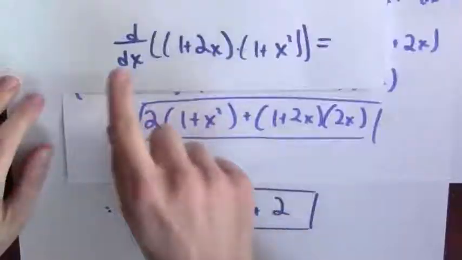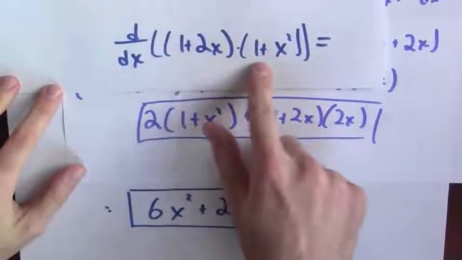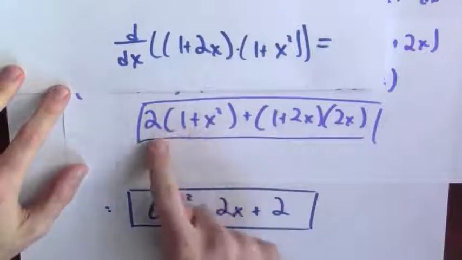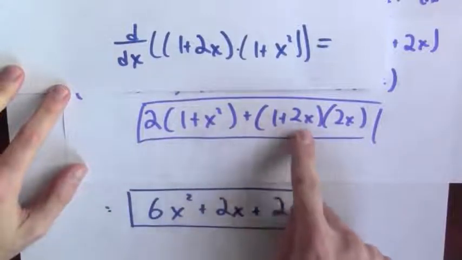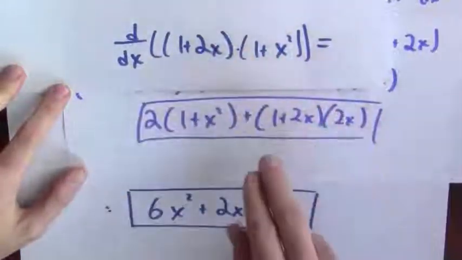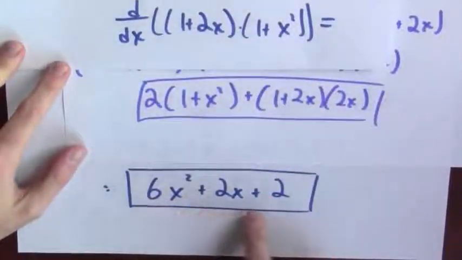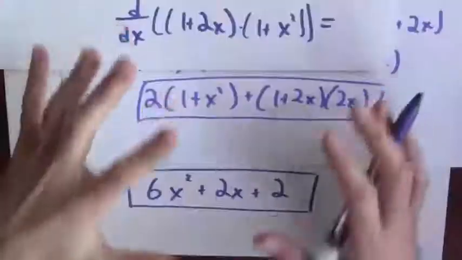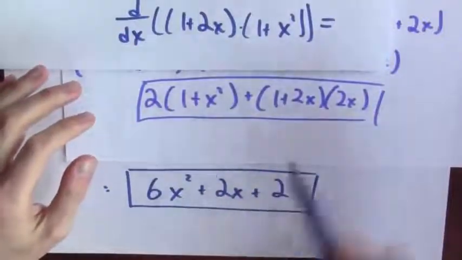Whoa! What just happened? I'm trying to differentiate 1 plus 2x times 1 plus x squared. When I just used the product rule, I got this, 2 times 1 plus x squared plus 1 plus 2x times 2x. When I expanded and then differentiated, I got this, 6x squared plus 2x plus 2. So are these two answers the same? Yeah, these two answers are the same.